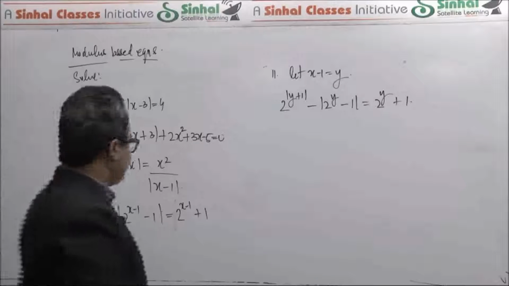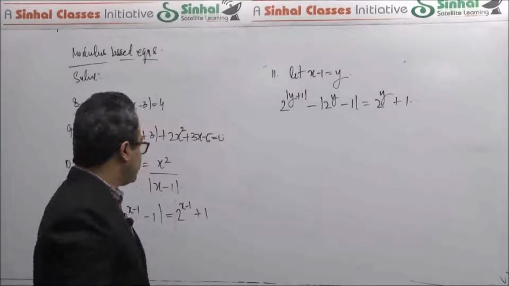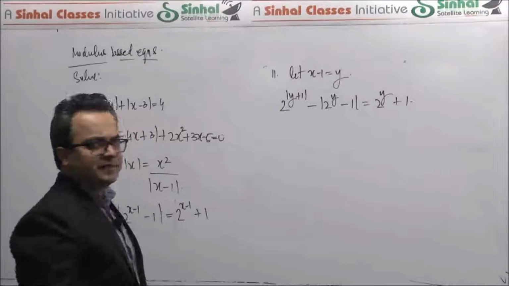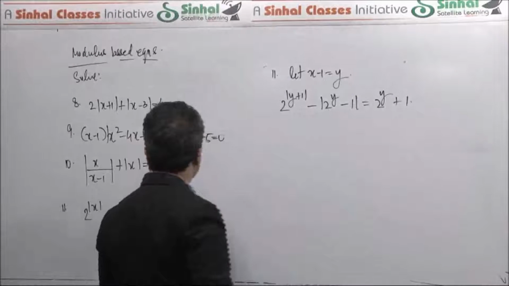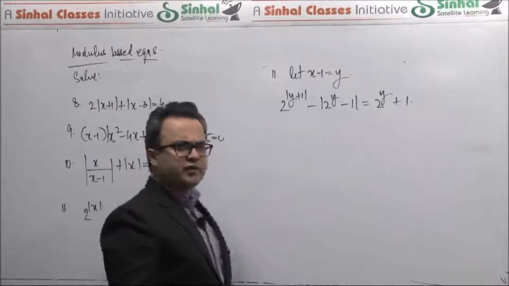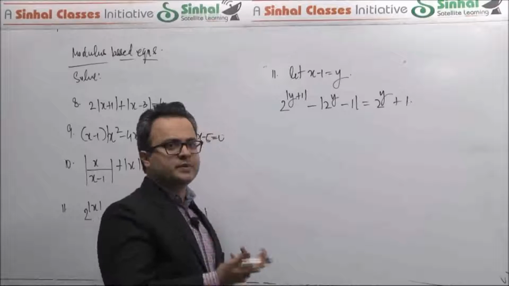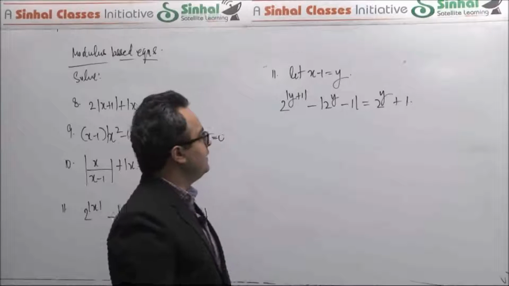So the 11th question, as a first step, I've made a very simple substitution: I substitute x minus 1 as the variable y. So in the variable y, the equation reduces to this now. We'll try to solve for y, and then once we get the values of y, we can obviously easily get the values of x.